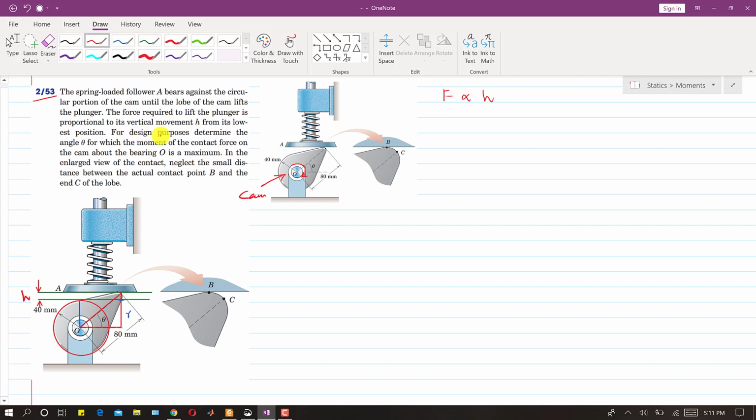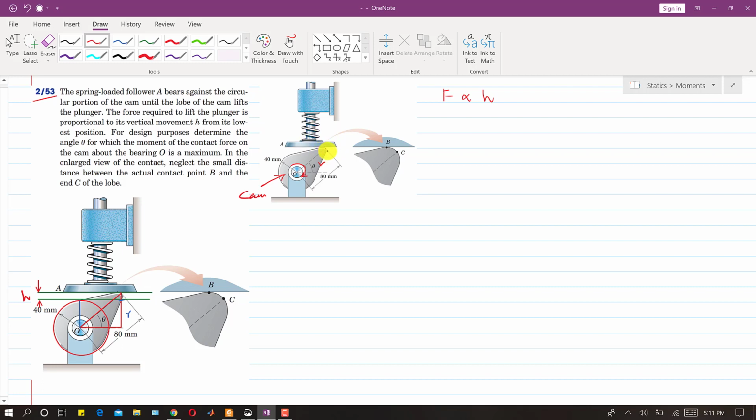So it is said that for design purposes, determine the angle theta. We need to determine this angle theta for which the moment of the contact force on the cam about the bearing is a maximum, right? Here will be the contact force on the cam. We need to find the moment of the force that is applied by the plunger on this cam, right?